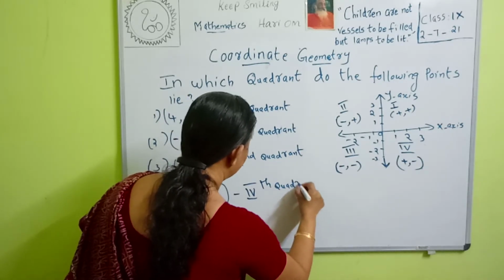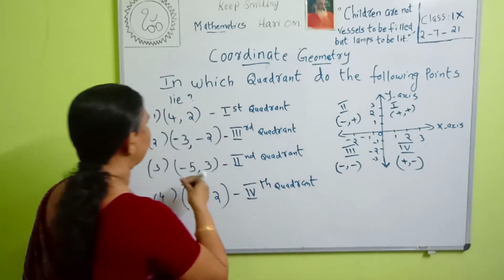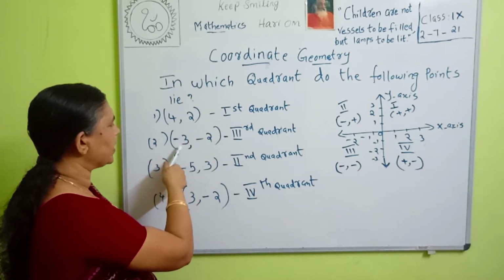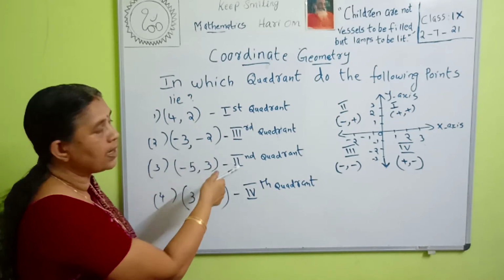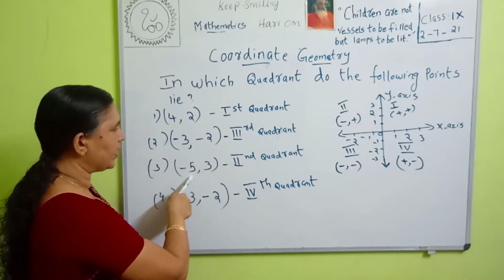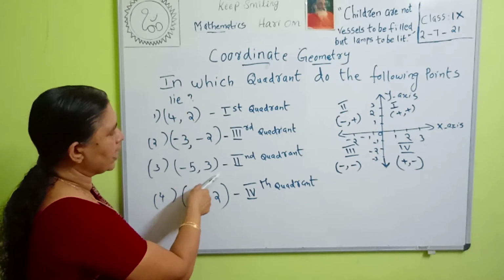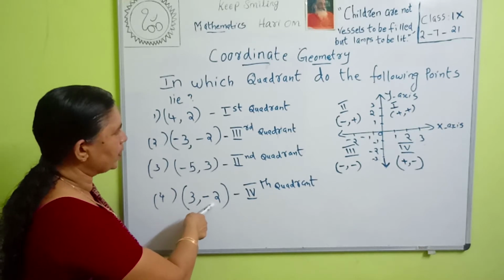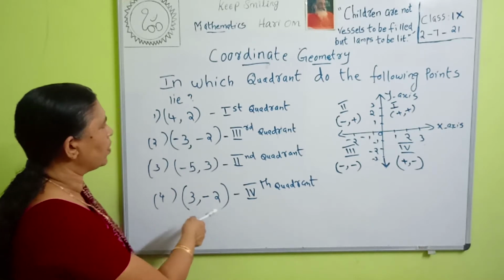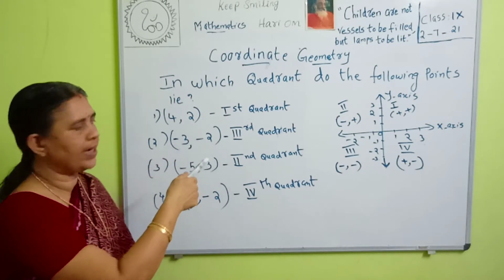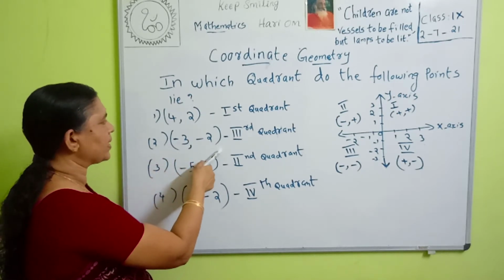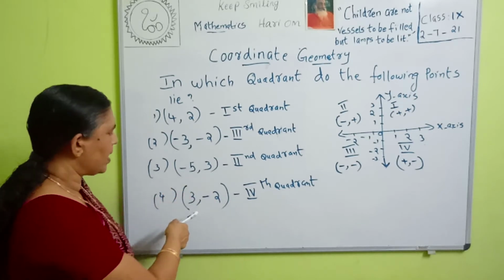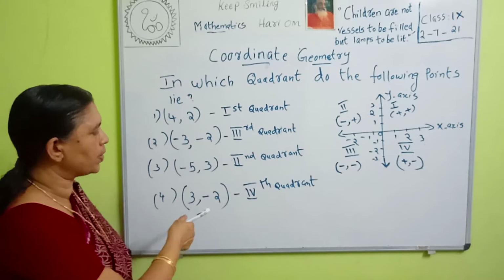quadrant. Fourth quadrant. So if the x and y coordinates are both positive, it lies in the first quadrant. If x coordinate is negative and y coordinate is negative, it lies in the third quadrant. If the x coordinate is negative and y coordinate is positive, it lies in the second quadrant. And if the x coordinate is positive and y coordinate is negative, then it lies in the fourth quadrant. So (4, 2) lies in the first quadrant, (-3, -2) lies in the third quadrant, (-5, 3) lies in the second quadrant, and (3, -2) lies in the fourth quadrant.